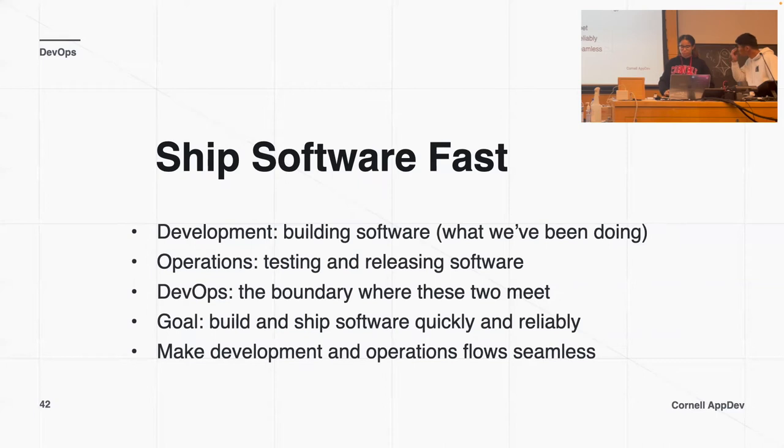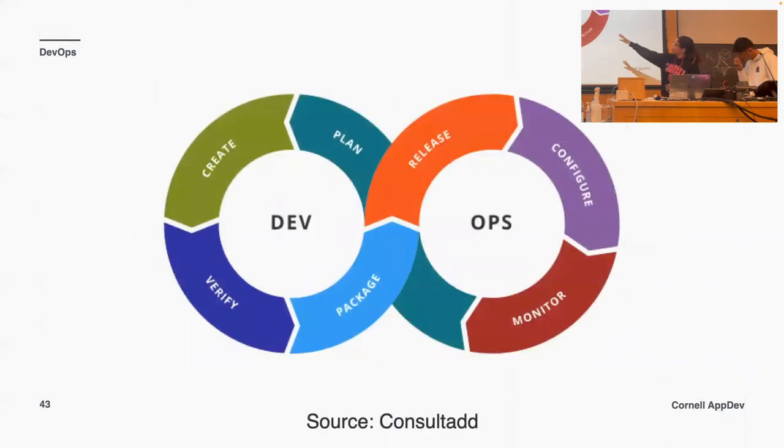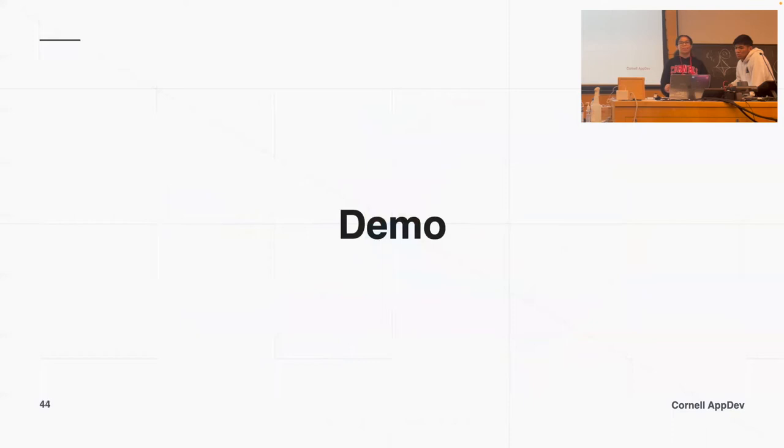And this is a little image to show that. You have your little flow: the package, release, configure, monitor. So it starts with plan, really. Well, you think it starts with plan. So you plan it, you create it, you verify it, you package it, you then release it, configure, monitor, etc. And that cycle continues on and on. So this basically embodies the concept and field of DevOps. And now on to the demo.